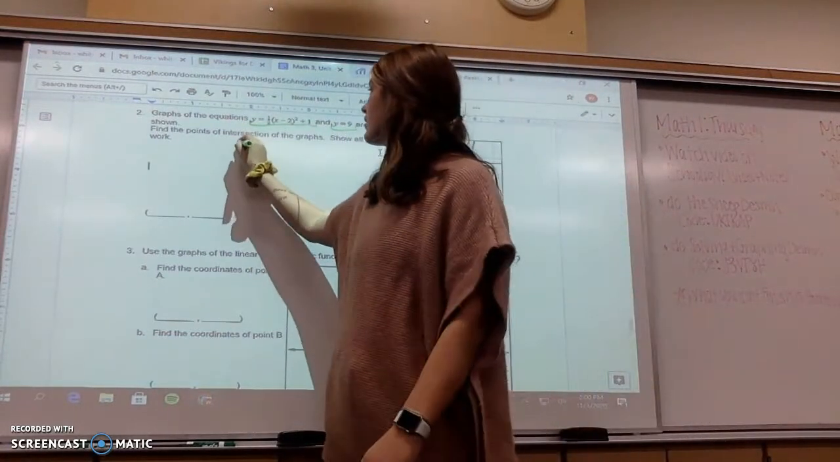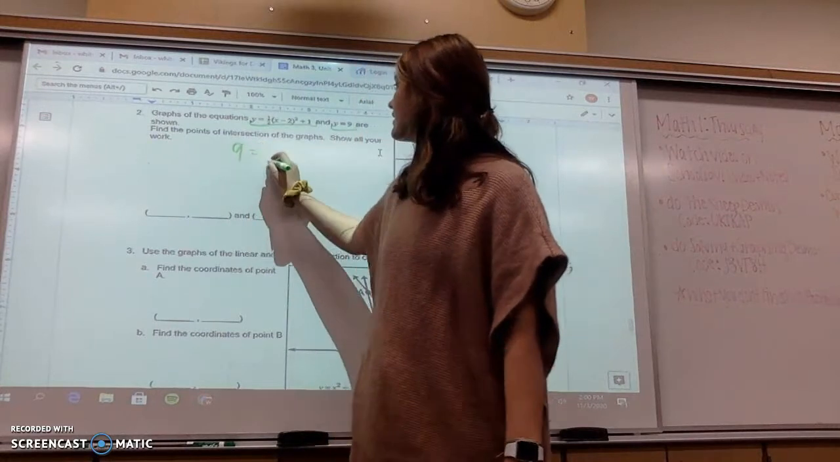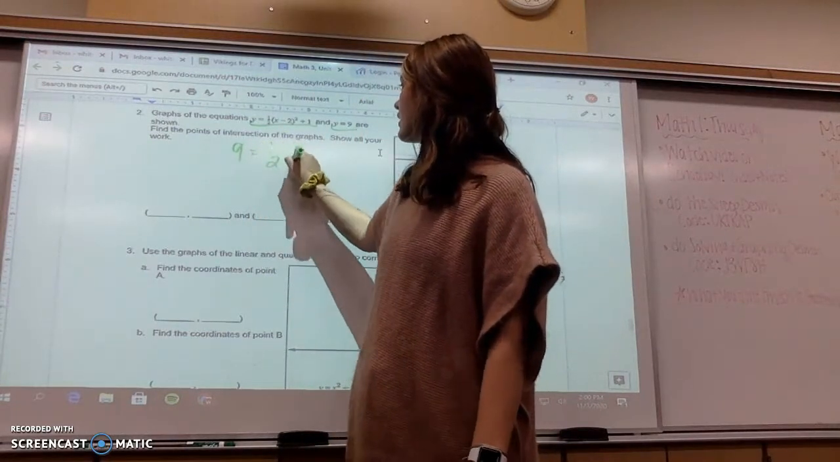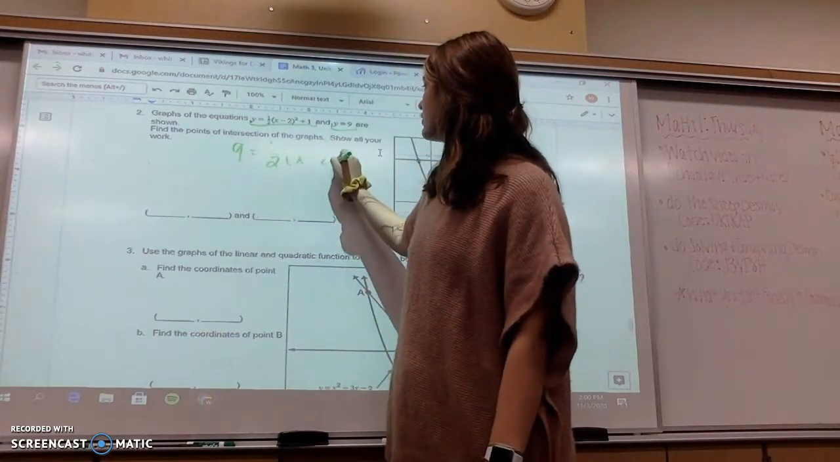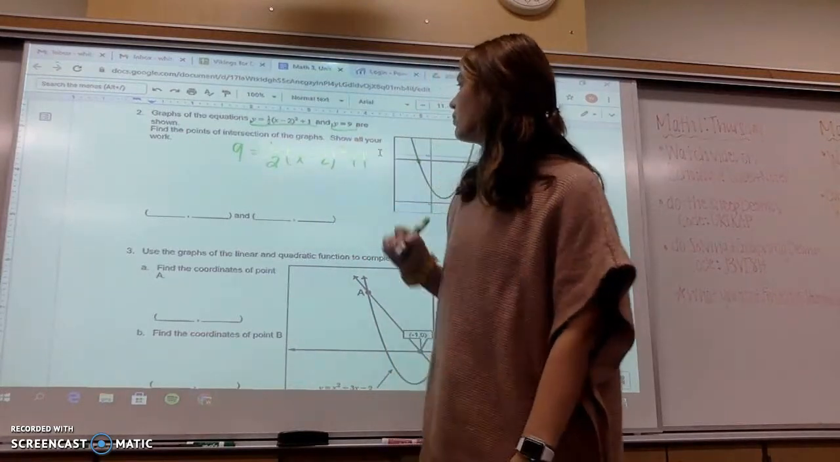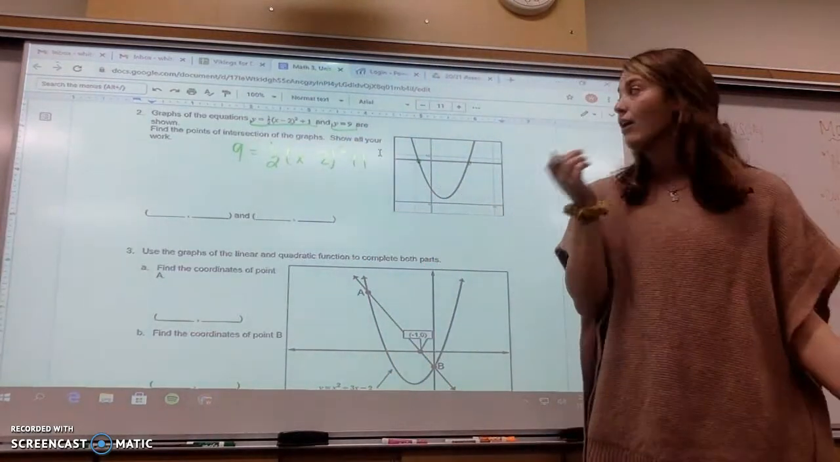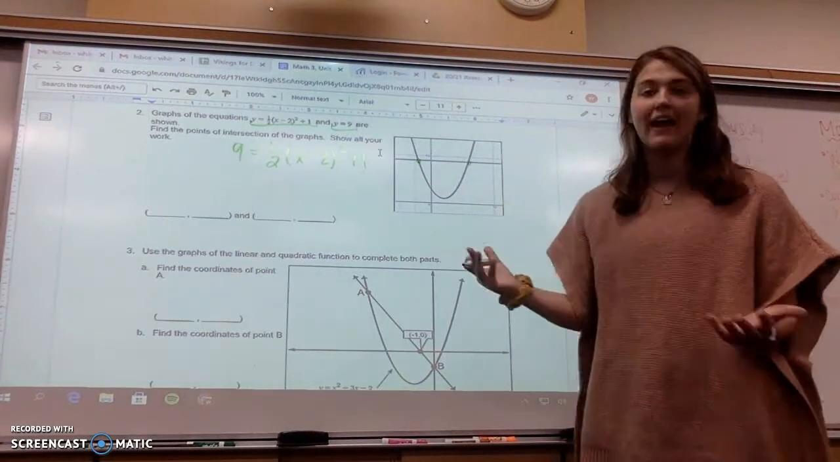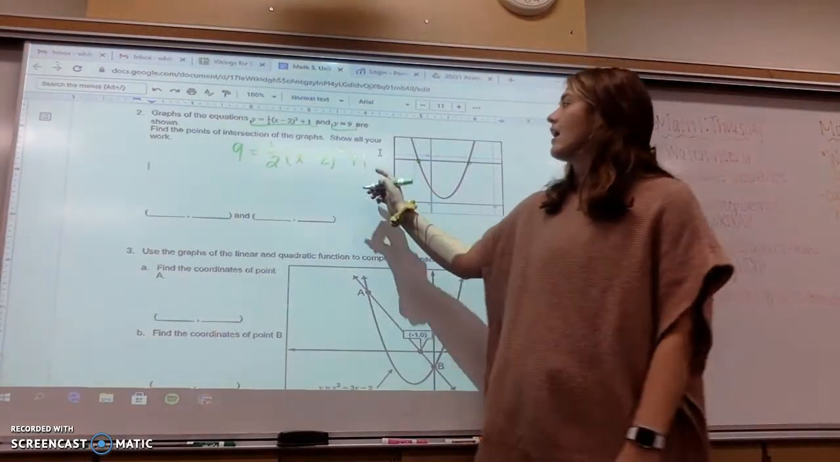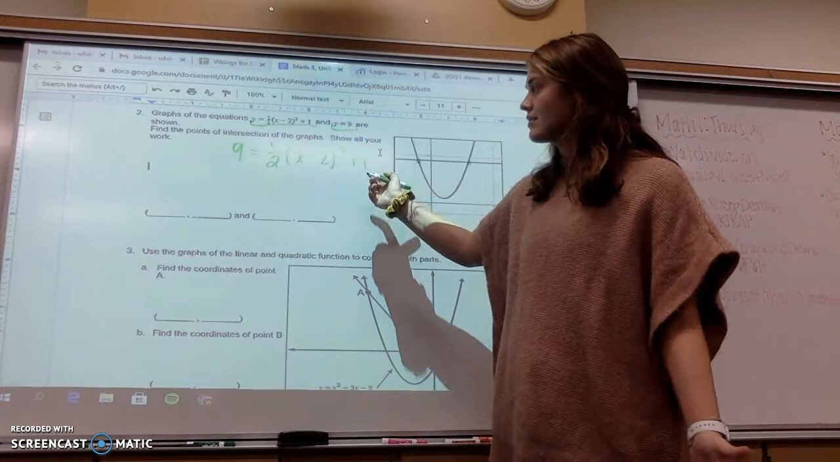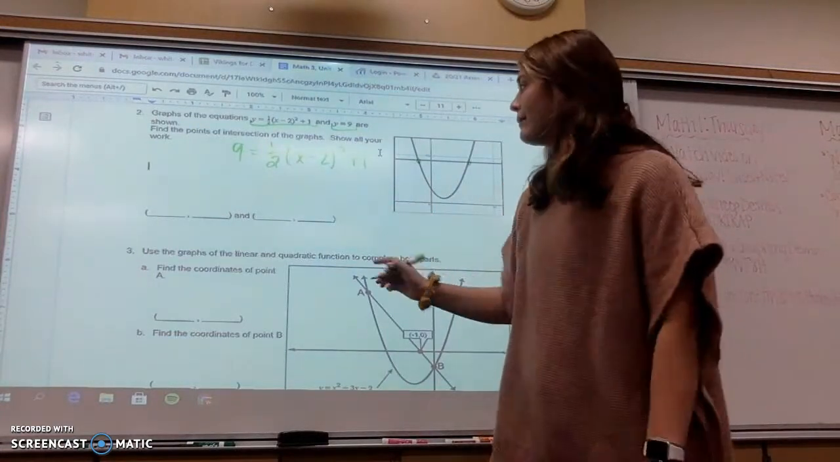So we're going to do 9 is equal to 1/2 (x minus 2) squared plus 1. And now it's just finding out what that x value is. In this case, just solve for x.